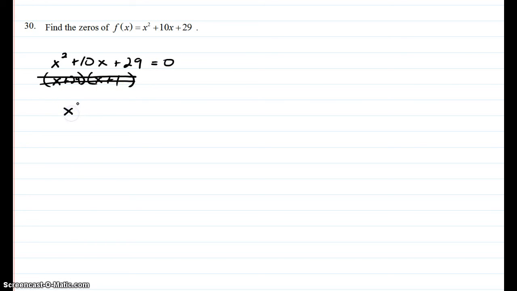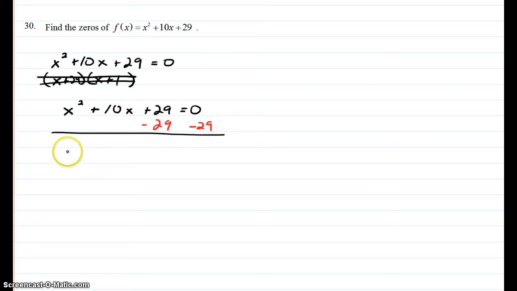And so if factoring doesn't work, then you have a couple different choices. You could complete the square, or you could use the quadratic formula. Now since this middle term is even, I'm going to choose to complete the square. Also, since there is a 1 in front, it's another good problem to complete the square on. So let's move that 29 to the other side. And so now we get x squared plus 10x, leave a blank, equals negative 29.